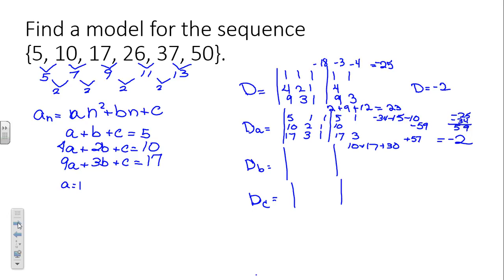Okay, now B, replacing our middle column by our answers of 5, 10, and 17.